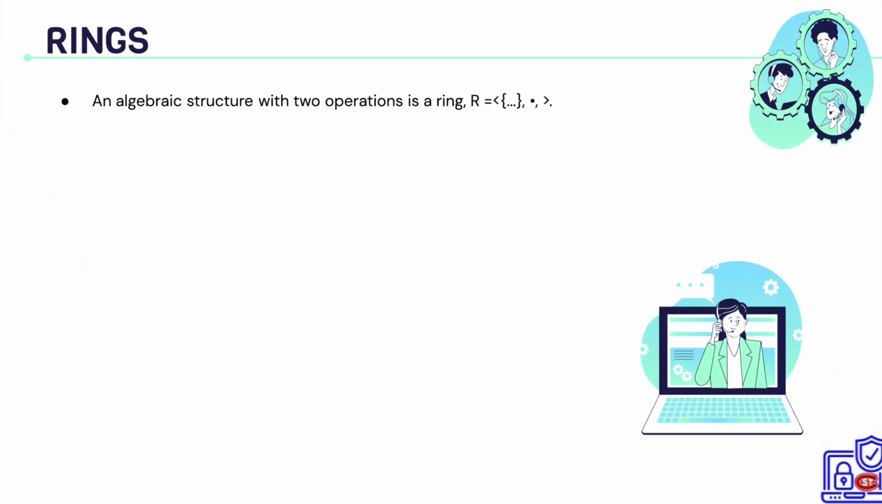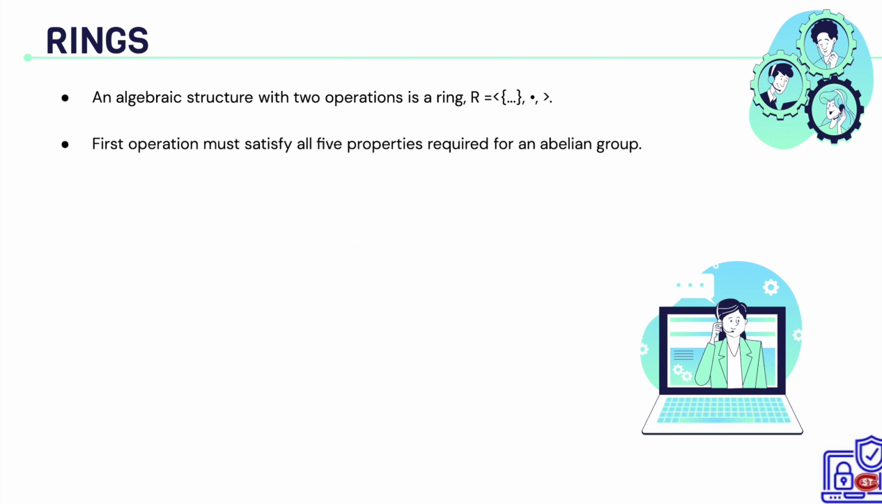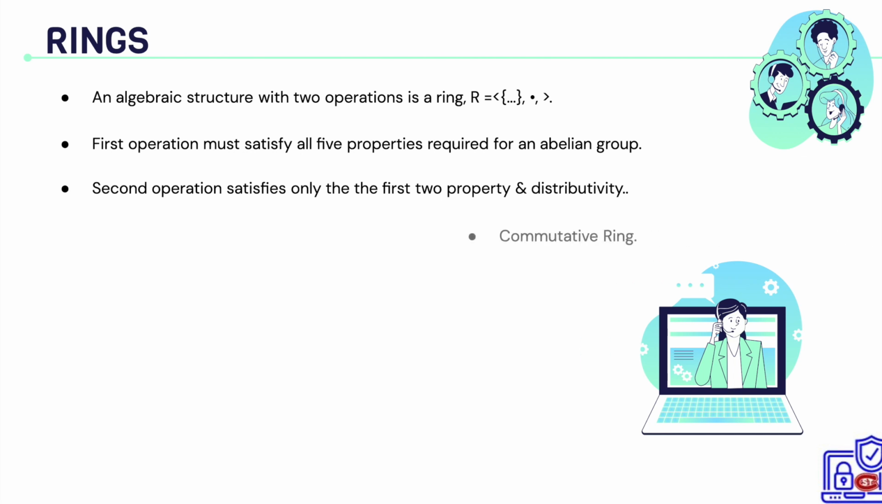A ring is an algebraic structure with 2 operations. The first operation must satisfy all the 5 properties required for an abelian group, which are closure, associativity, commutativity, existence of identity, and existence of an inverse. The second operation has to satisfy the closure property, associativity property, plus the distributivity property, meaning the second operation has to be distributed over the first operation.